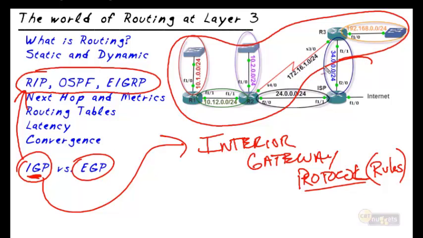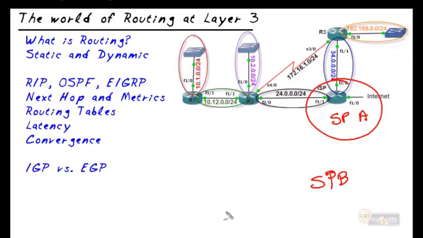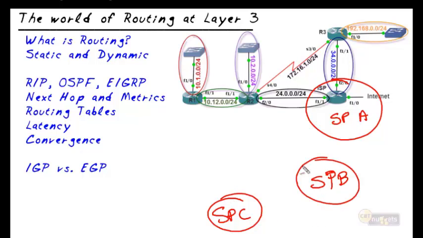But what about the internet? The internet's a bigger place. So let's say you have a service provider, and let's call him service provider A, and we are using that service provider. But in another part of the world, we're using service provider B, and in another part of the world, we're using service provider C. How does that all work? Because all the internet routes, they all have to be shared.